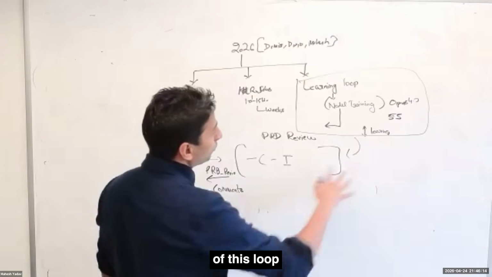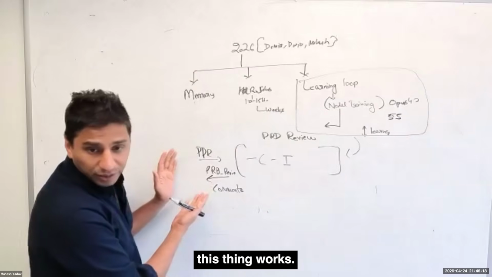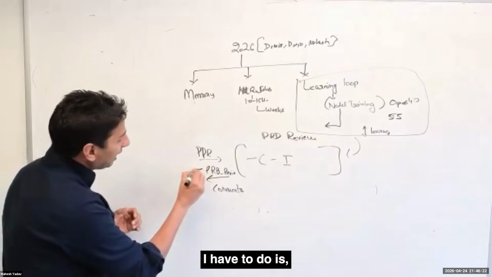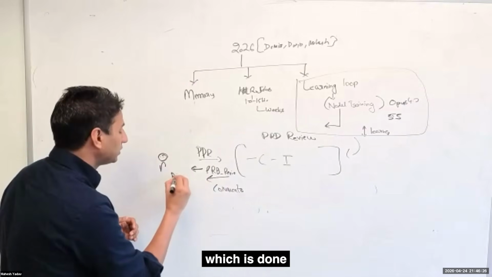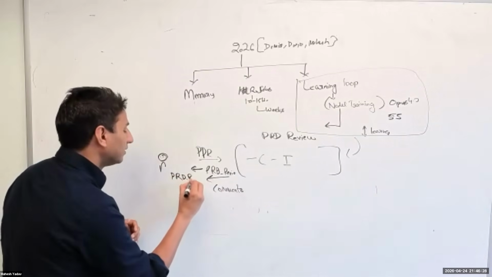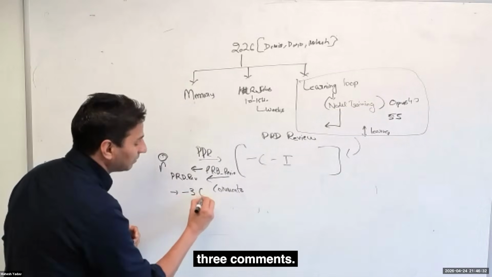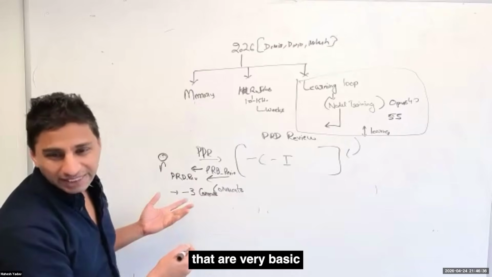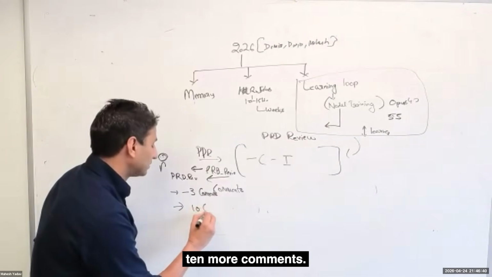Because of this loop and the intelligence we have built so far, this thing works. But it's not perfect, right? Then what I have to do, as a human, is come in and look at this one, which is done by the AI, and hopefully delete, let's say, 3 comments or 3 things that are very basic or not done correctly. And maybe I add 10 more comments.